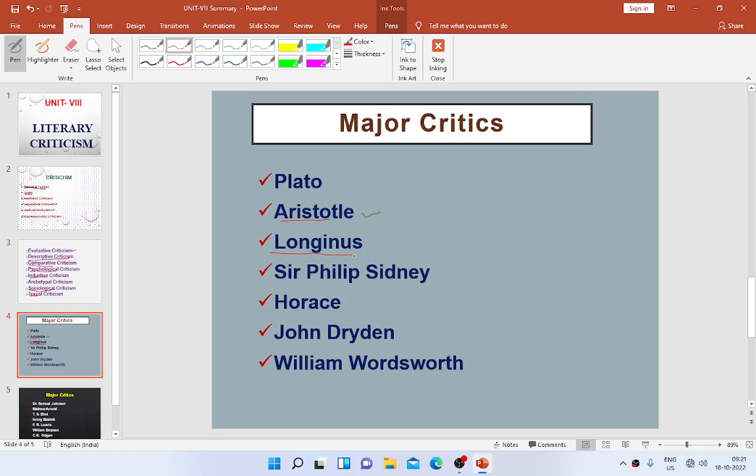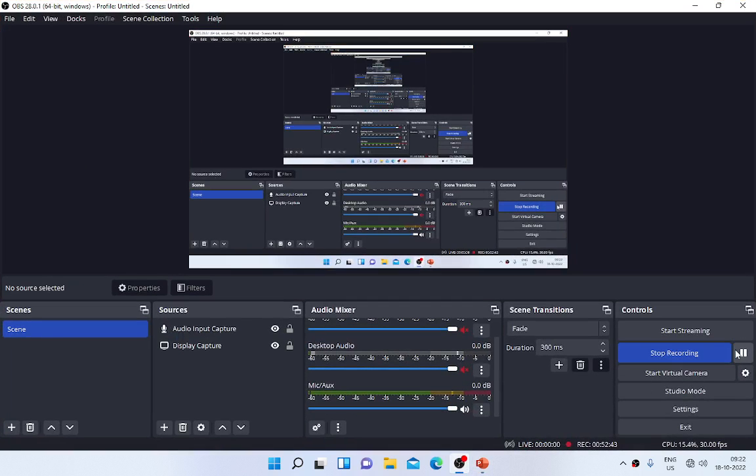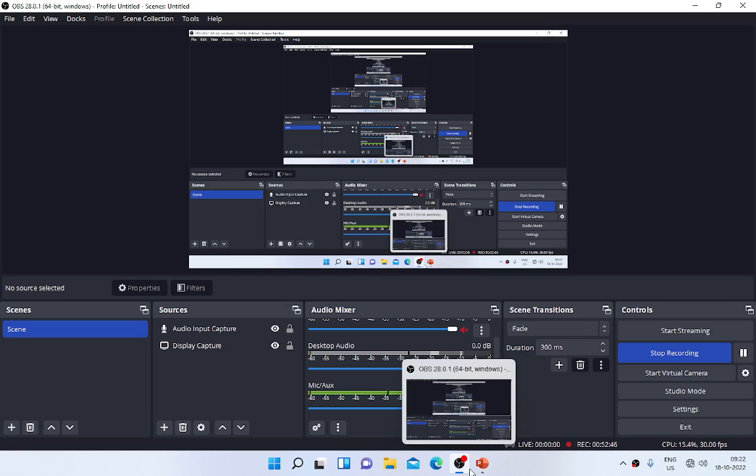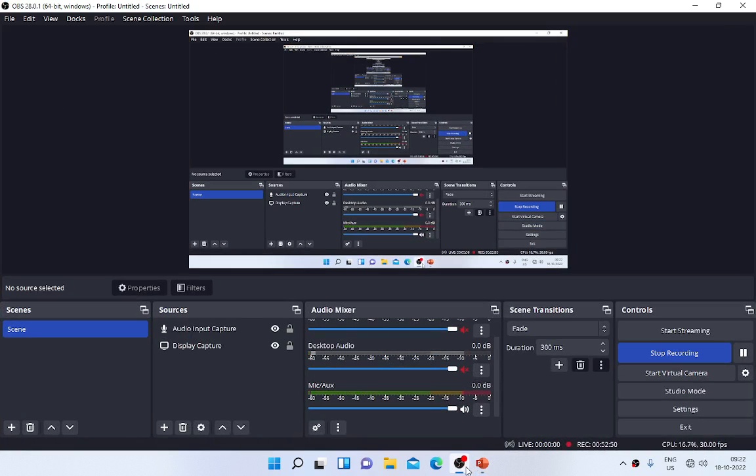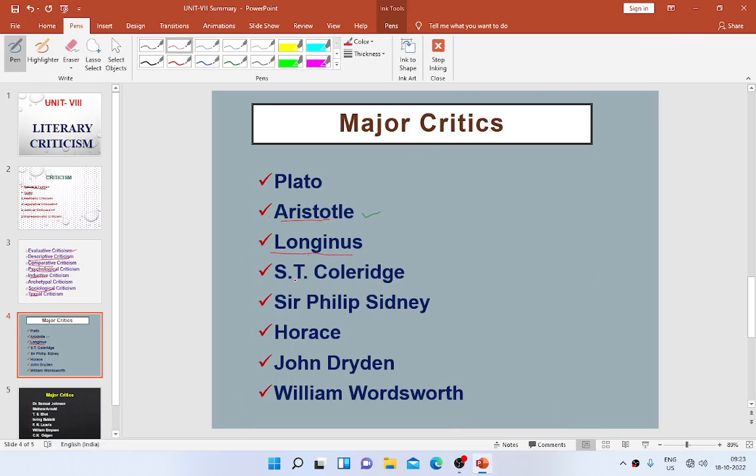This is the next writer, who is Samuel Taylor Coleridge. I didn't prescribe it, but may I say that? Yes, Samuel Taylor Coleridge. So it is not prescribed here. One minute. So Samuel Taylor Coleridge, we must discuss him. S.T. Coleridge, yes, Miss, Samuel Taylor Coleridge.